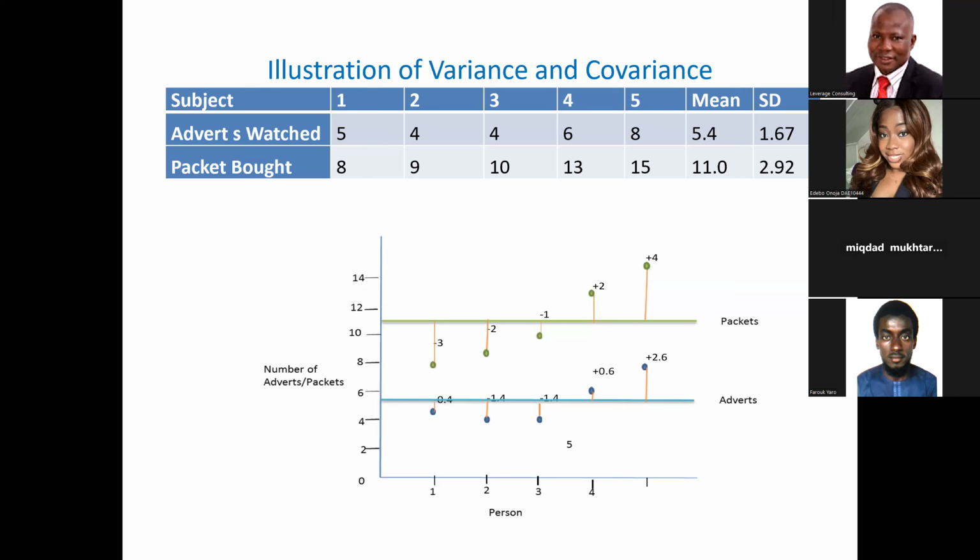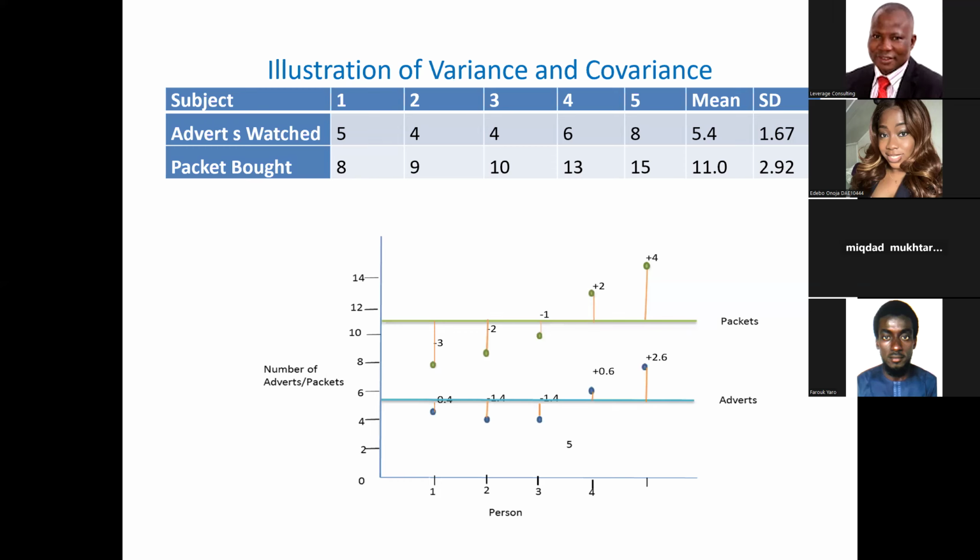So you can actually calculate their mean. The mean number of adverts watched is 5.4. The mean number of packets bought is 11. And the standard deviation of the adverts watched is 1.67. That of packets bought is 2.29. You can actually show these values on a graph, as you see below.